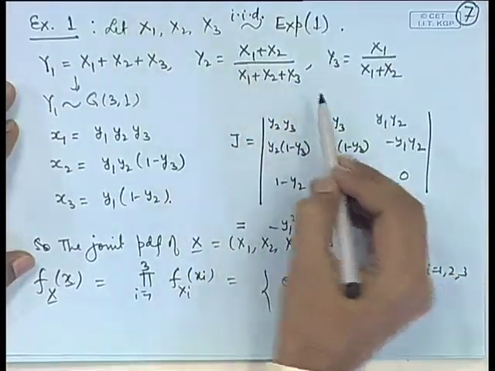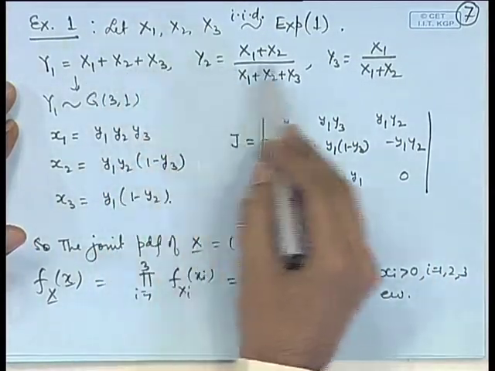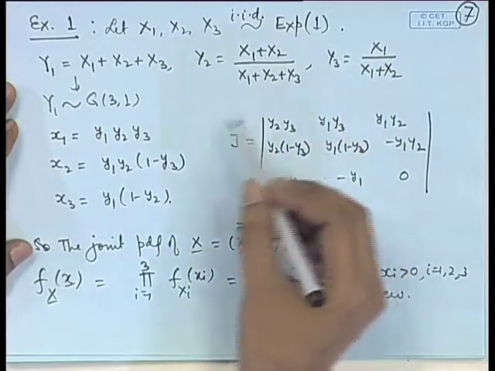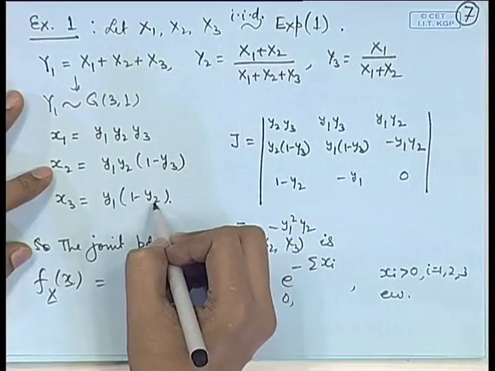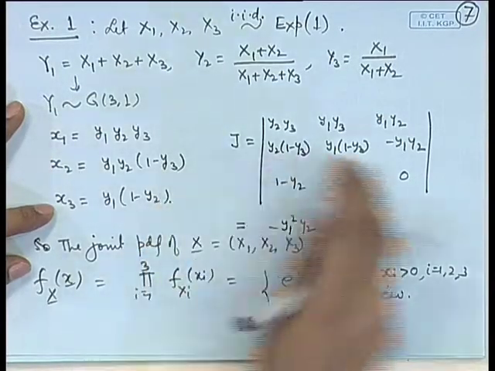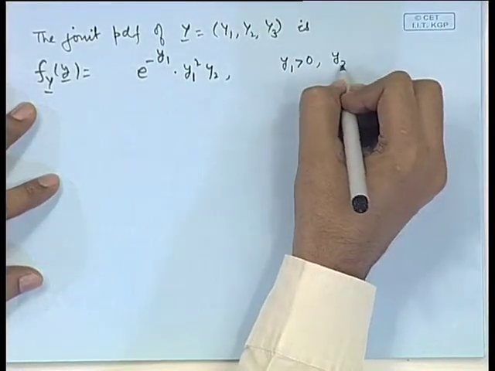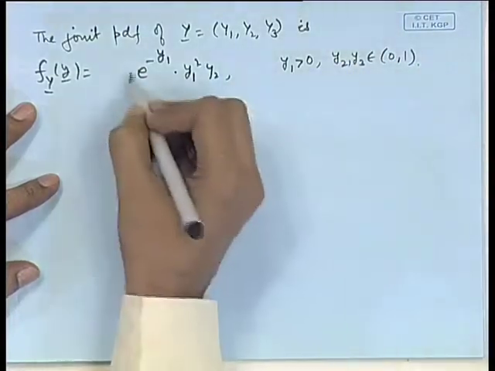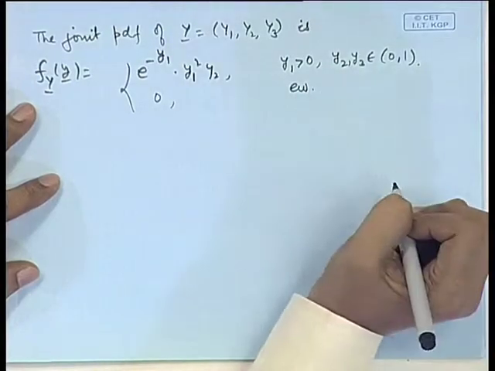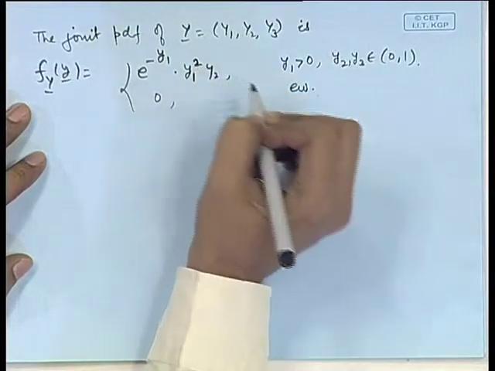The range of the variables we can observe here, that each of the x i's is a positive random variable. So, each of y i's is also a positive random variable. Further, if x 2 is positive, then y 3 will be less than 1, and similarly y 2 will also be less than 1. So, the ranges are y 1 greater than 0, and y 2 and y 3 belong to the interval 0 to 1. So, we have been able to determine the joint distribution of y 1, y 2, y 3.